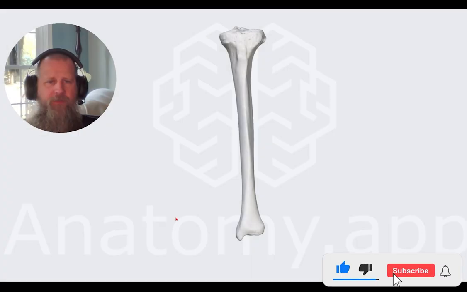Let's go ahead and take a look at the anatomy of the tibia using a 3D model from Anatomy app. Link will be in the description.